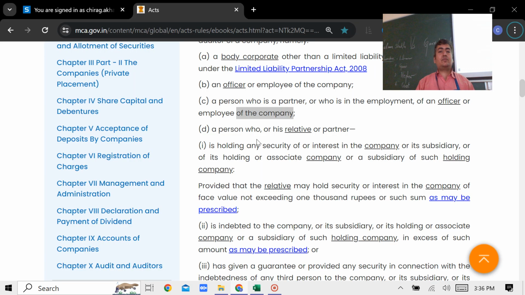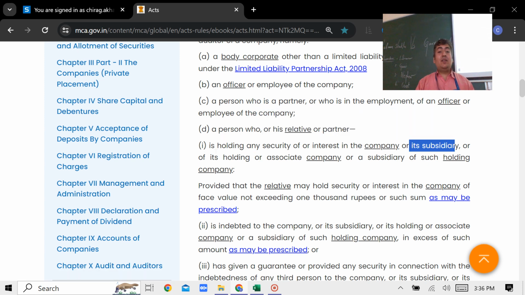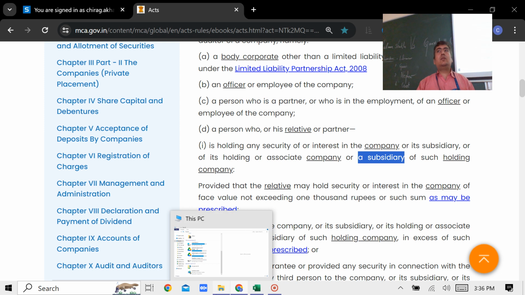Look at holding, either in the company or in its subsidiary or company's holding or company's associate or another subsidiary of the holding company. So here they have mentioned that if you are holding not only company subsidiary, company's holding, company's associate, other subsidiary of the holding, still you are disqualified. So when they could clarify here, why have they not clarified here?